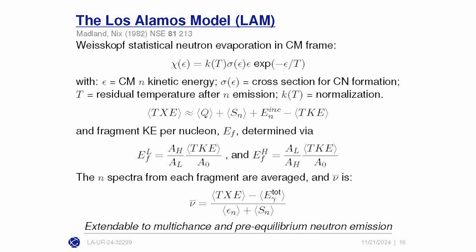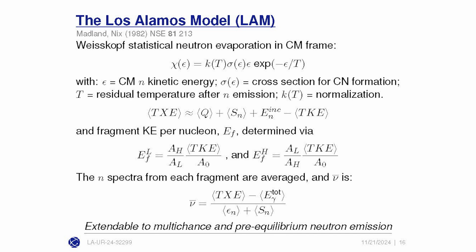But in short, you have a Weisskopf statistical neutron evaporation in the center of mass frame, where you have now the center of mass neutron kinetic energy, cross section for compound nucleus formation, residual temperature after neutron emission, and also a normalization factor that is a function of temperature. And so from this, you can estimate an excitation energy based on Q values, neutron separation energy, incident energy, and average kinetic energy. These are quantities that you can use to estimate the excitation energy, which you then need in order to understand the other properties of emission from the fissioning system.